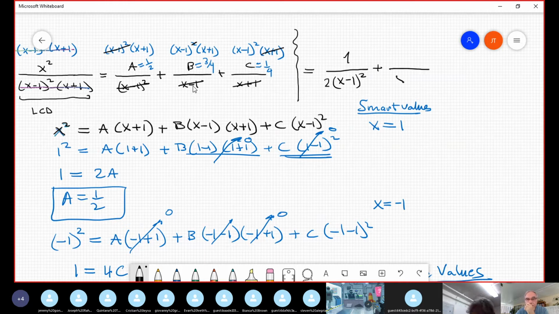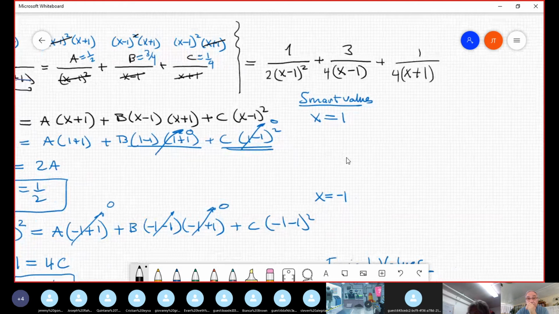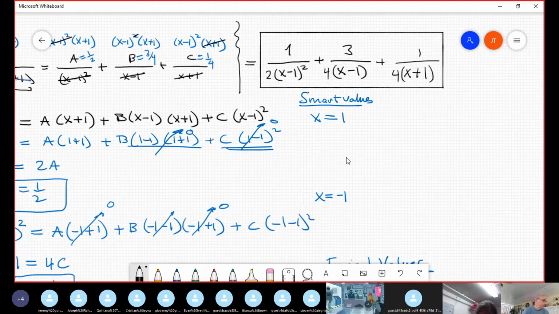Plus, the second factor is x minus 1, 3/4. So 3 in the top, 4 in the bottom. Plus, the last part is x plus 1, times 4. And this is one good way to express the final answer. Any question? No? Super clear? Clear.